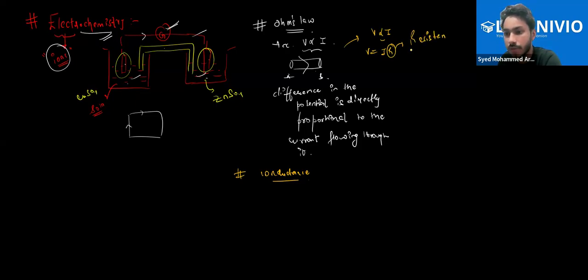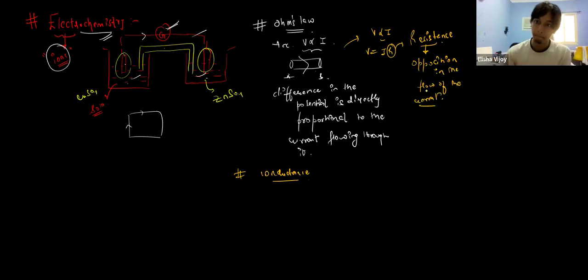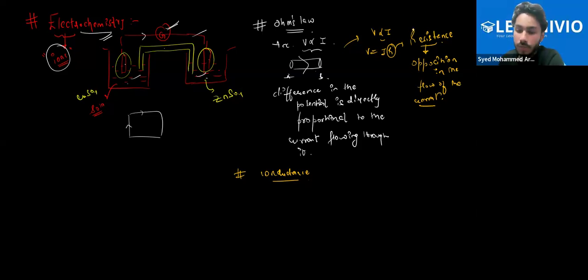Resistance. R is my resistance. So basically resistance is nothing but the opposition in the flow of the ions, I can say, or the current. Understood? It is nothing but an opposition. Or I can say that it is the obstruction in the flow of the current. Obstruction in the flow of current. Fine.